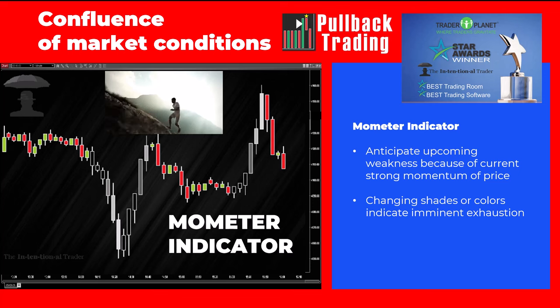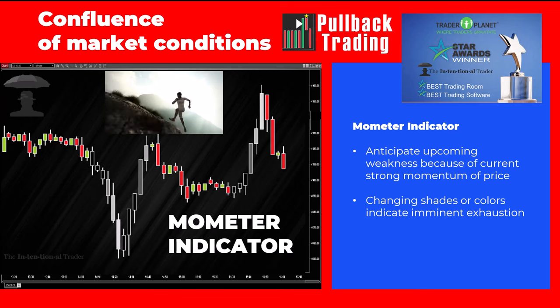So we've got this, this is our Momentum indicator. You see how the bars are black. And as the move progresses, these bars are going from black to a lighter gray to a lighter gray to almost white. So the stronger the momentum, the lighter the bar, the more likely the exhaustion.